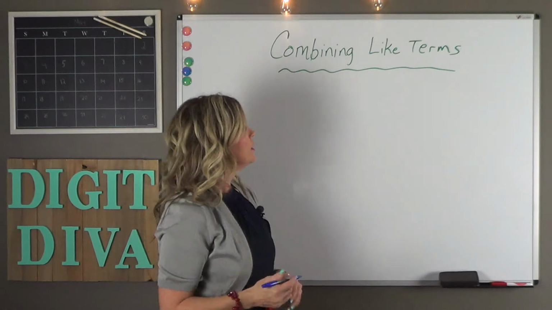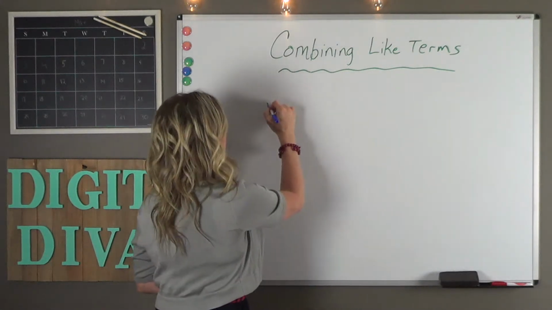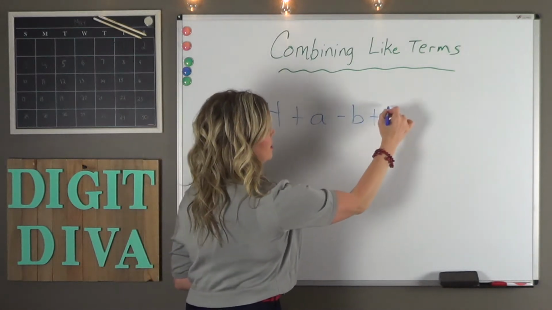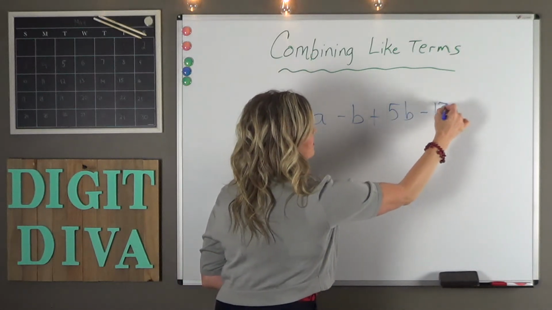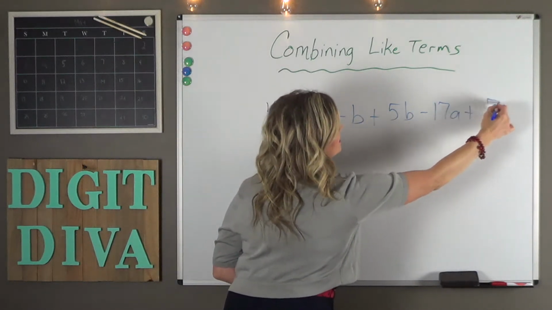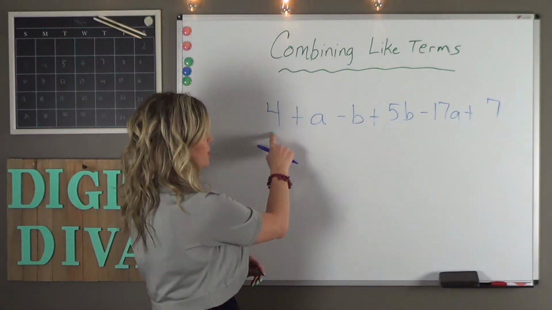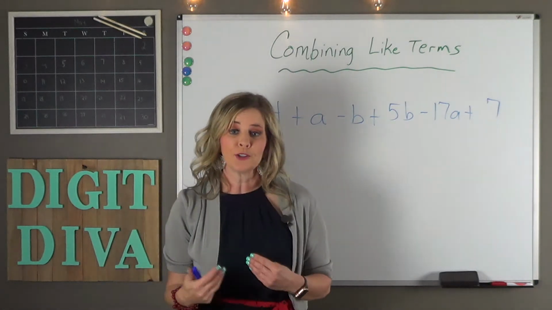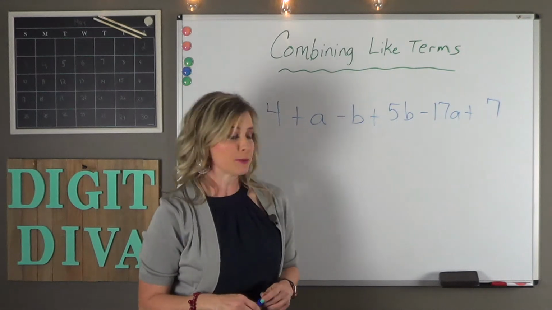All right, let's try one with 6 terms this time. So 4 plus a minus b plus 5b minus 17a plus 7. So we have 6 terms: 1, 2, 3, 4, 5, 6. What we're going to do is come through our expression and put a shape around the like terms.